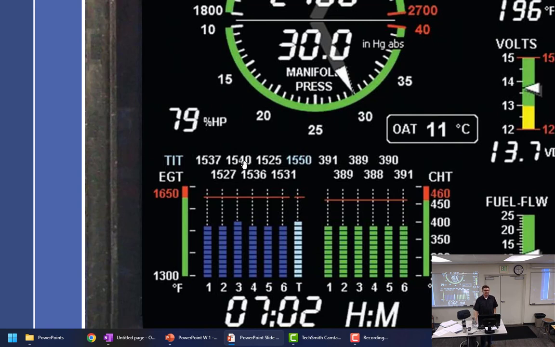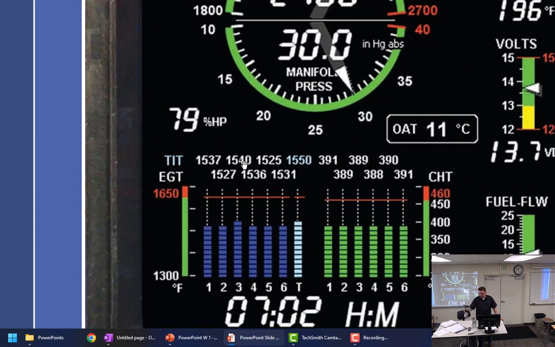So running lean of peak and rich of peak will cool it? Yes. Peak is peak. And on both sides of that, you have less. So you can only get it to go up so high. Yeah. There's 1 through 6 on the EGT. What is T? That might be the turbo.